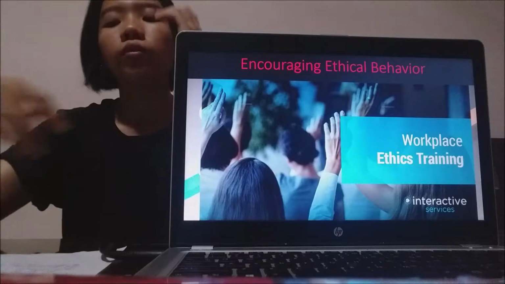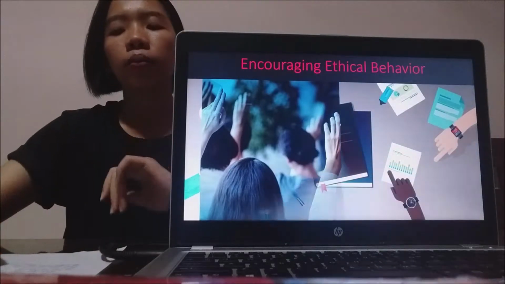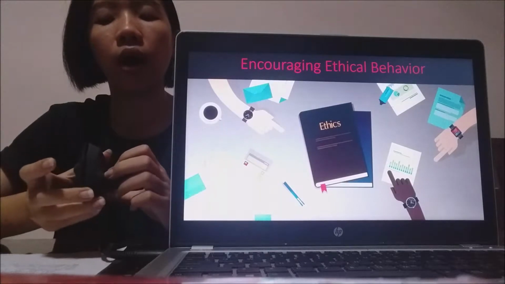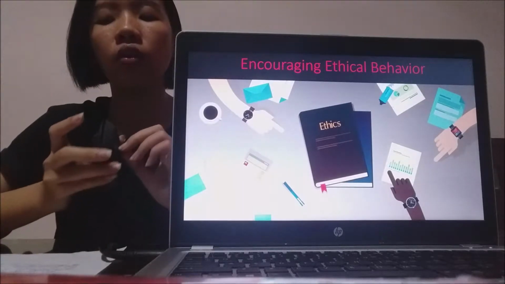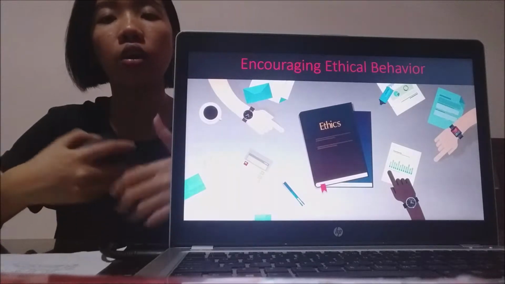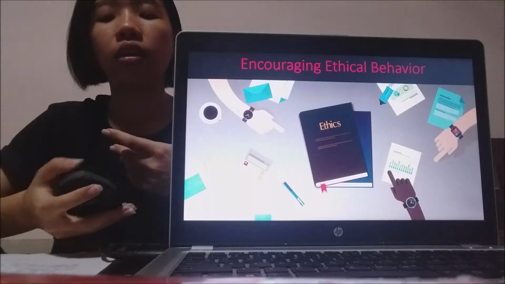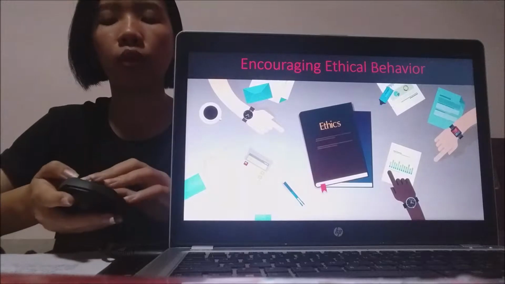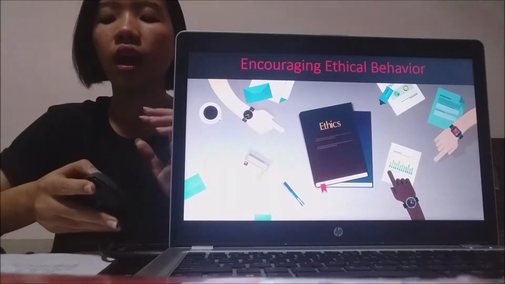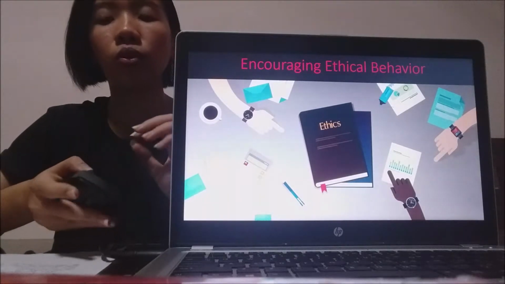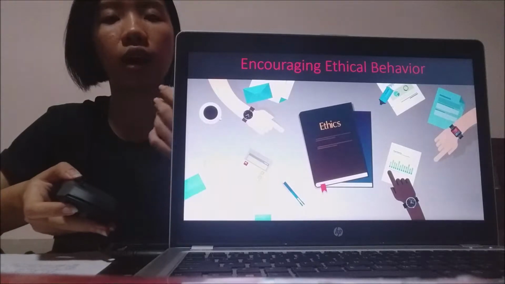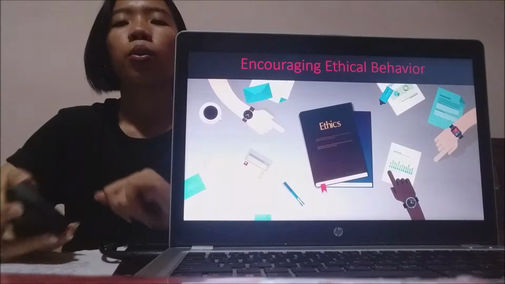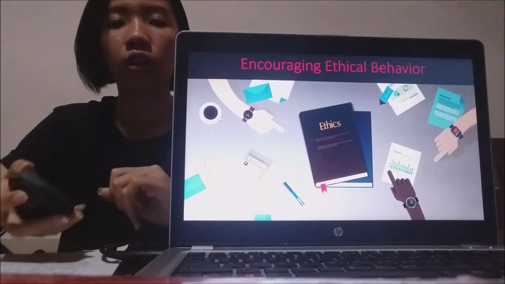And besides that, a manager needs to be concerned about ethics rather than just economic results, and the manager should also allow employees who face ethical dilemmas to do what is right without fear of punishment.